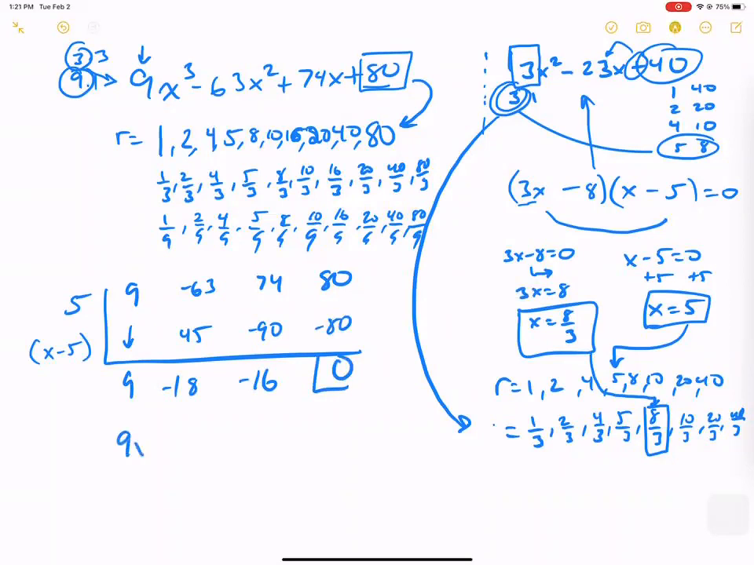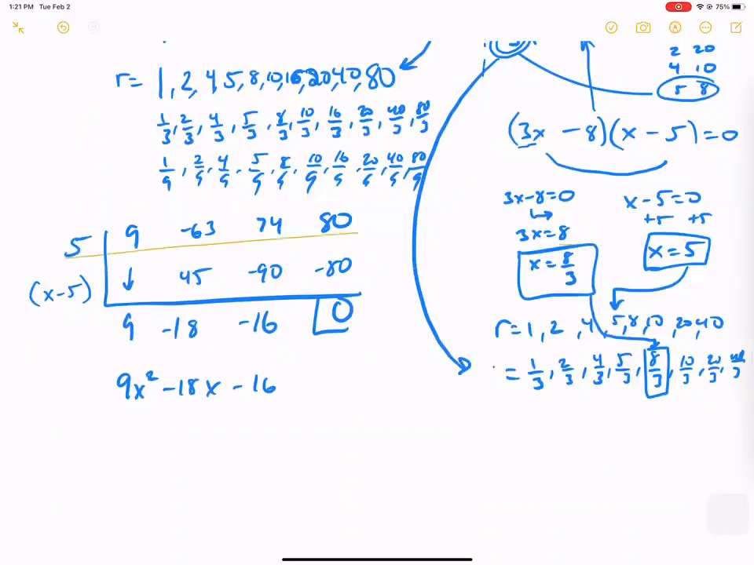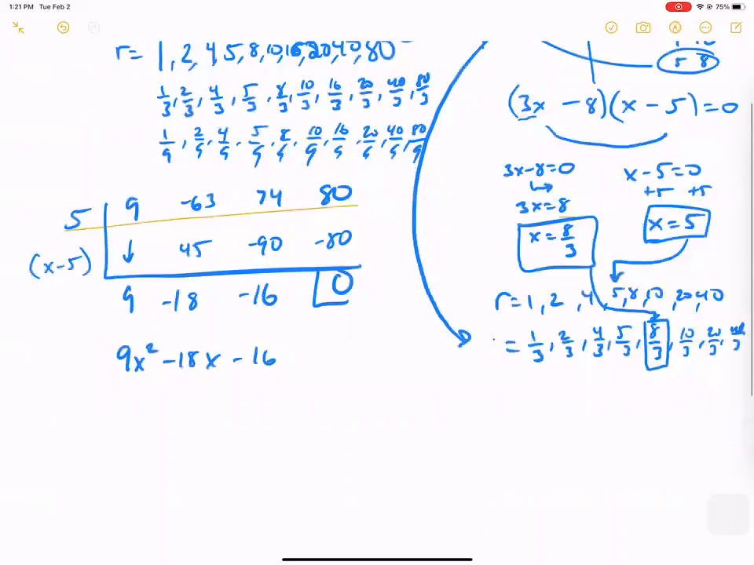Now we have 9x squared minus 18x minus 16. Now we could factor this by hand. And I'm going to do this by hand now. Let's think of possibilities. We have 3, 3, 9, and 1. 1, 16, 2, 8, and 4, 4. Can you guys find any combination by multiplying across, speed dating, that subtract out to become 18?